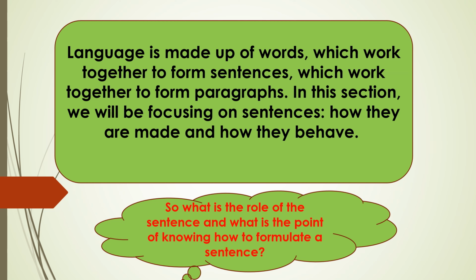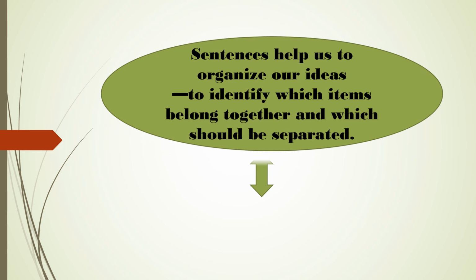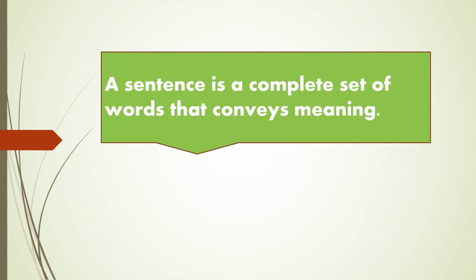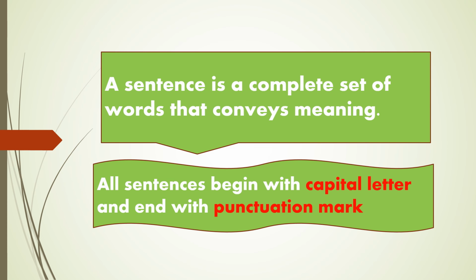So, what is the role of a sentence, and what is the point of knowing how to formulate a sentence? As we know, sentences help us to organize our ideas and to identify which items belong together and which should be separated. So first of all, we need to know what a sentence is. A sentence is a complete set of words that conveys meaning. All sentences begin with a capital letter and end with a punctuation mark.